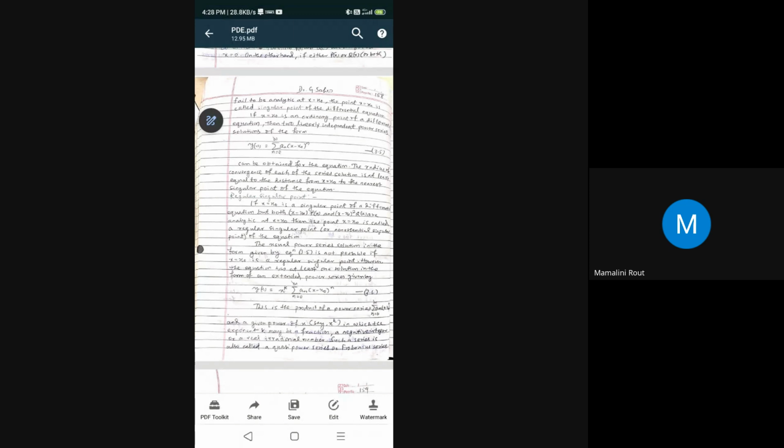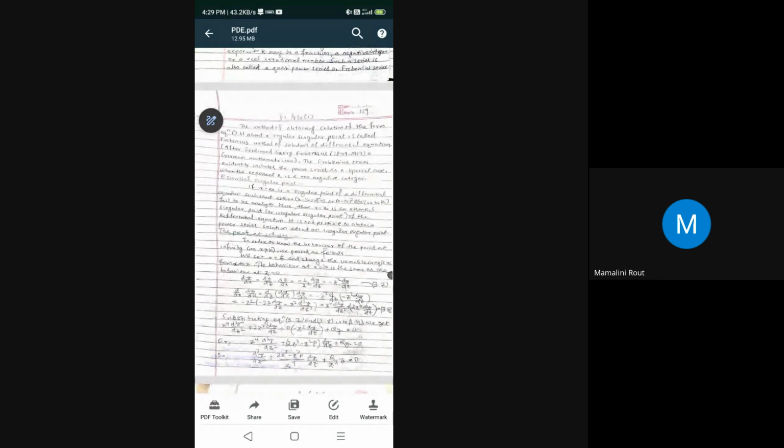This is the product of a power series summation n is equal to 0 to infinity a_n (x minus x0) to the power n and a given power of x, which is x to the power k, in which the exponent k may be a fraction, a negative integer or a real irrational number. Such a series is also called a quasi-power series or Frobenius series. So, let us now discuss the solution of a power series, then we shall discuss solution of a Frobenius series or extended power series or quasi-power series.